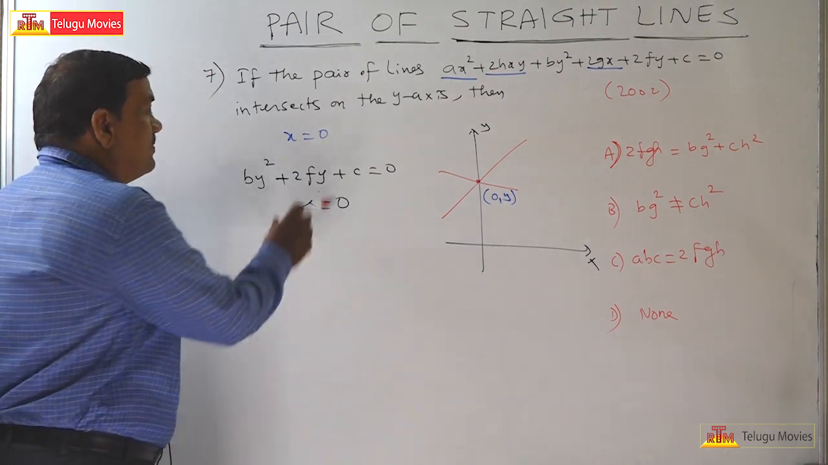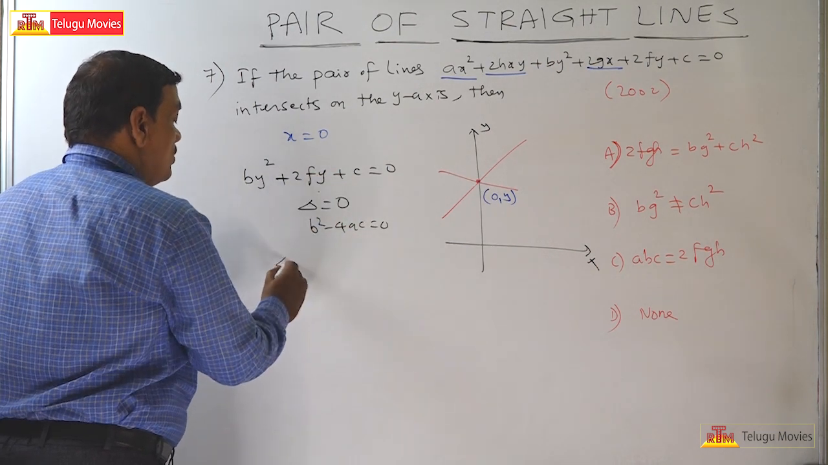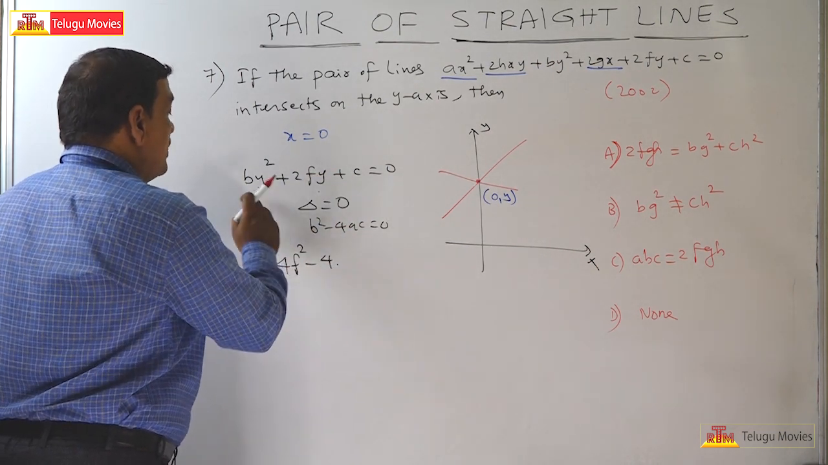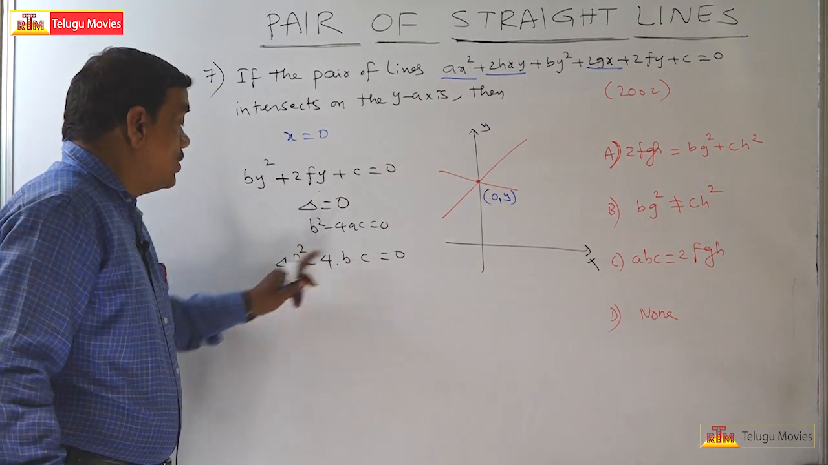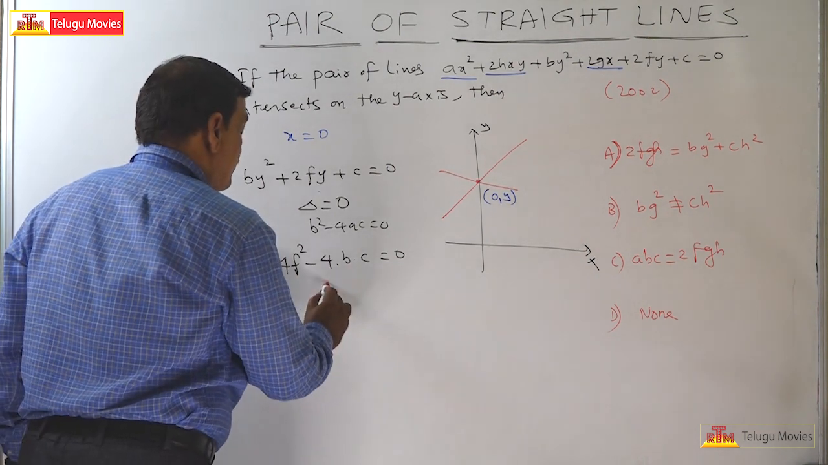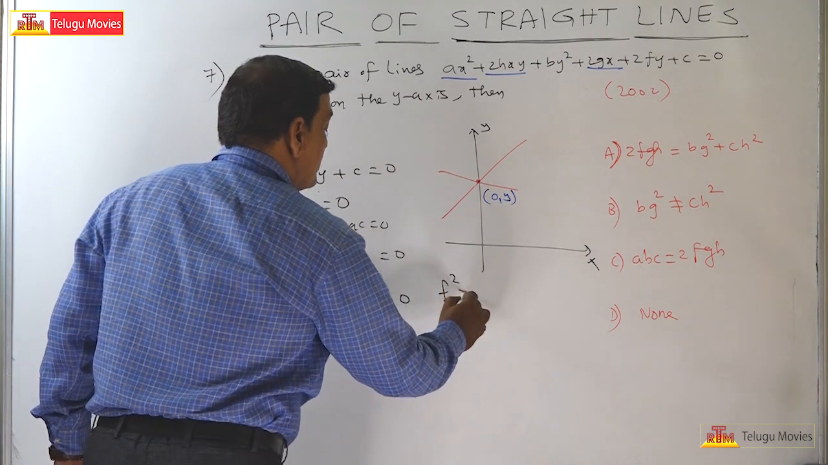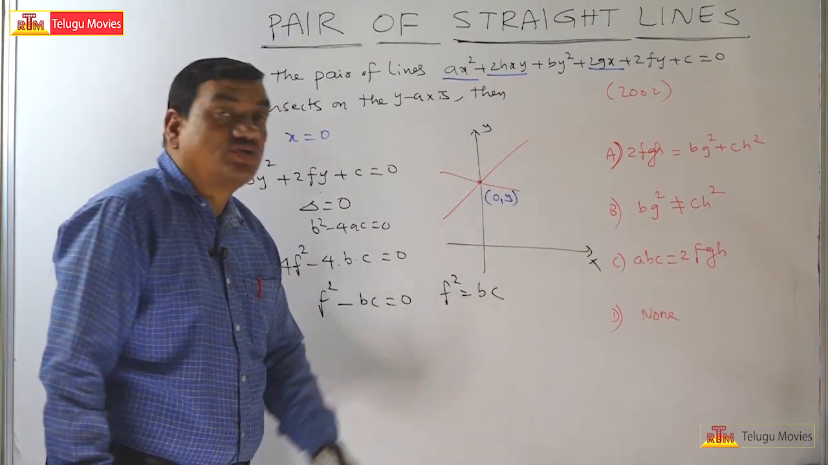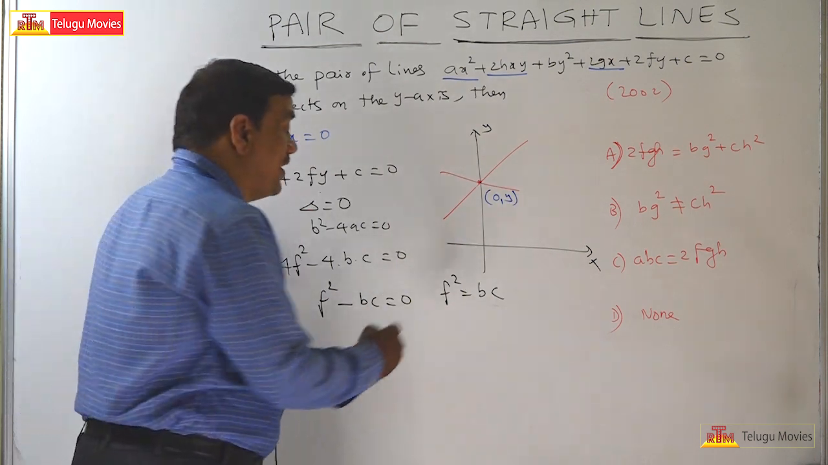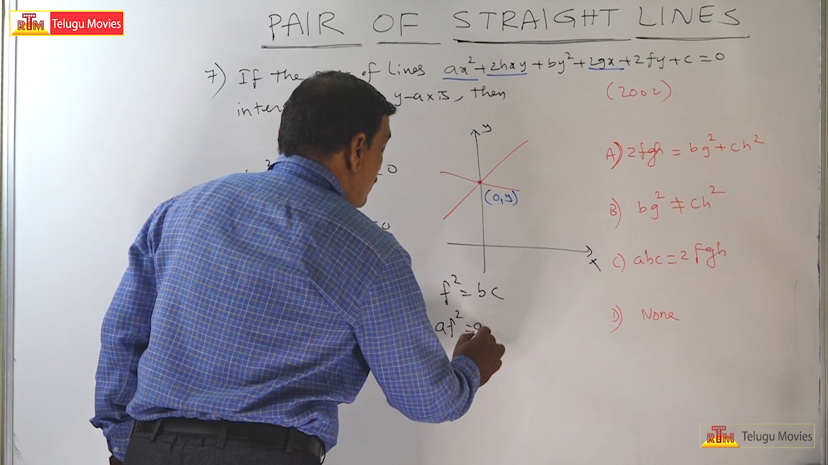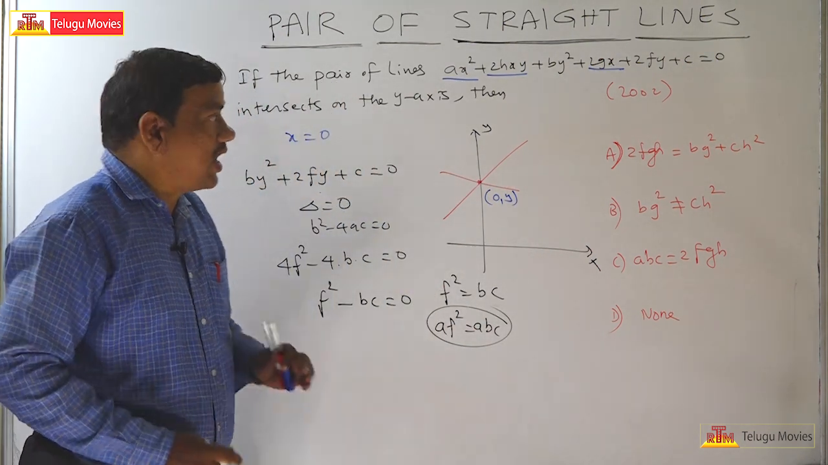So roots are equal means b square minus 4ac is equal to 0. That means 4f square minus 4 into b into c is equal to 0. You can cancel, so f square minus bc is equal to 0, otherwise f square is equal to bc. So here we got f square is equal to bc. Multiply with a on both sides, I will tell you why. So af square is equal to abc. Wherever af square is there, you can put abc.